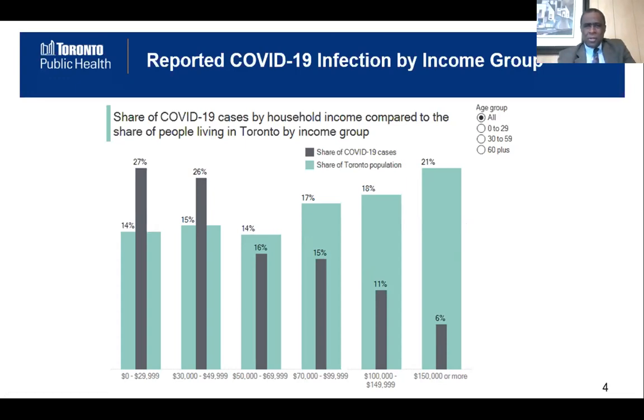In a fair world, if you make up 21% of the population, you should get 21% of COVID. At the other extreme, individuals making less than 30,000 per year make up 14% of the population, but they're getting more COVID, 27% of COVID.